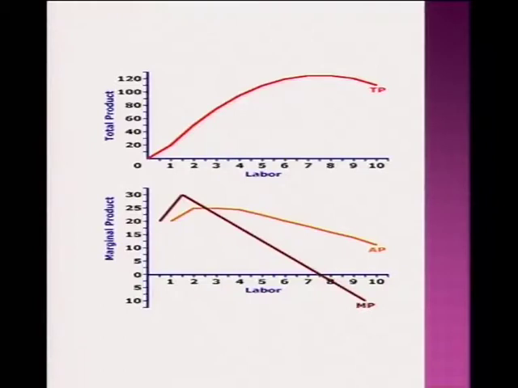Therefore, the firm has to make a decision. How many workers do I need? How much labor do I need? And you can see the other diagram below that. You can see the AP, the average product is dropping, and the marginal product becomes negative. In other words, as you keep on employing labor, the productivity begins to decline.